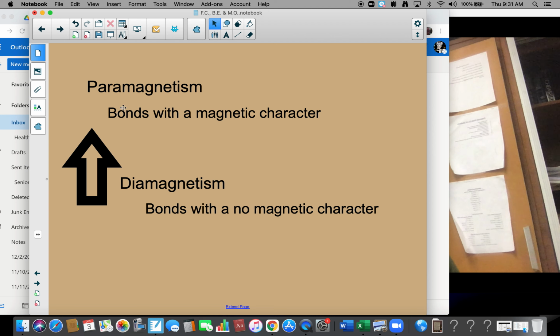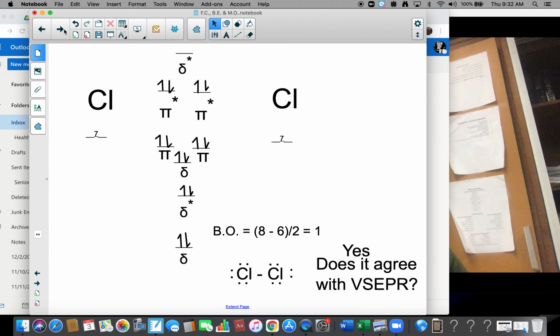So paramagnetic is a molecule that has a magnetic characteristic. Diamagnetic has none. If we go back to the example we have, it's only paramagnetic if we have open spots for electrons. So in pi bonds or anti-bonds, we'd have to have one open here. Or if sigma was the last one, we'd have to have one open here. But because this is completely full, this would be a diamagnetic molecule.